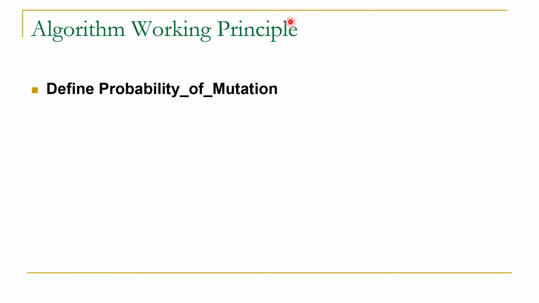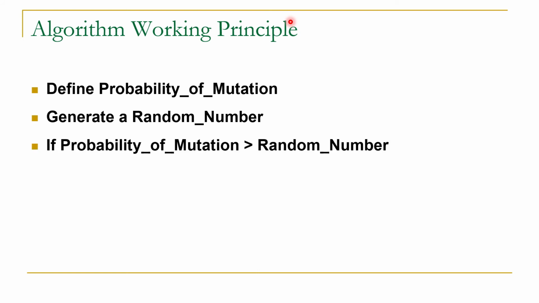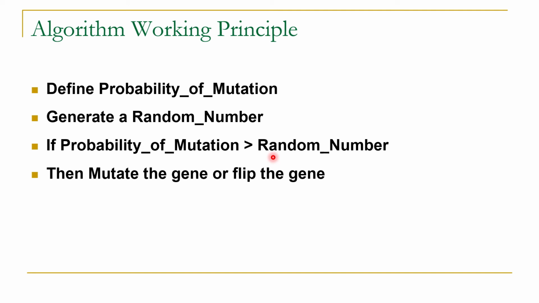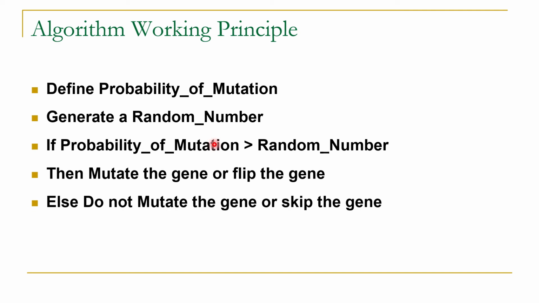So first of all, as I have discussed, the programmer has to define the probability of mutation between 0 and 1. Then we have to generate a random number in the same range, that is 0 to 1. The third step is important: the probability of mutation is compared with the random number. If the probability of mutation is more than the random number, then we will mutate the gene, or flip the gene. But if the probability of mutation is less than the random number, then we don't mutate that particular gene, or we simply skip the gene. So this is the basic logic, or basic working principle, of this algorithm.